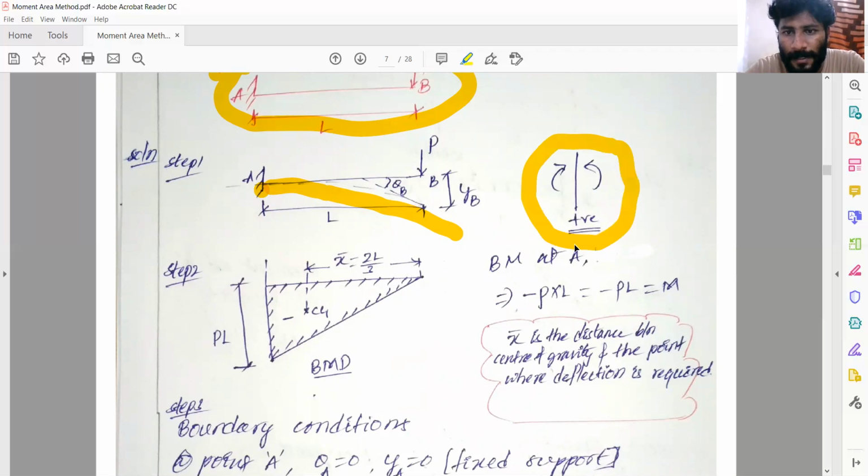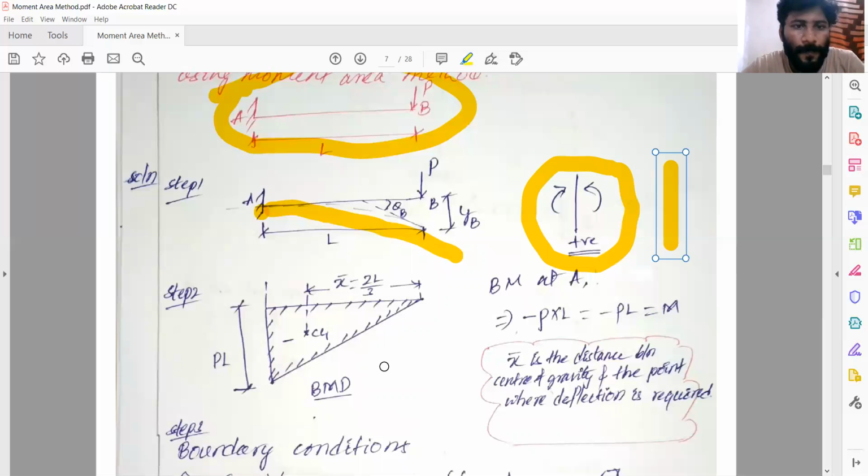So this is a section: left clockwise, right anti-clockwise is positive, and the reverse is the other part. Suppose it is anti-clockwise here, and again it's clockwise, right of the section is negative. The bending moment sign, I think this is studied in strength of materials.